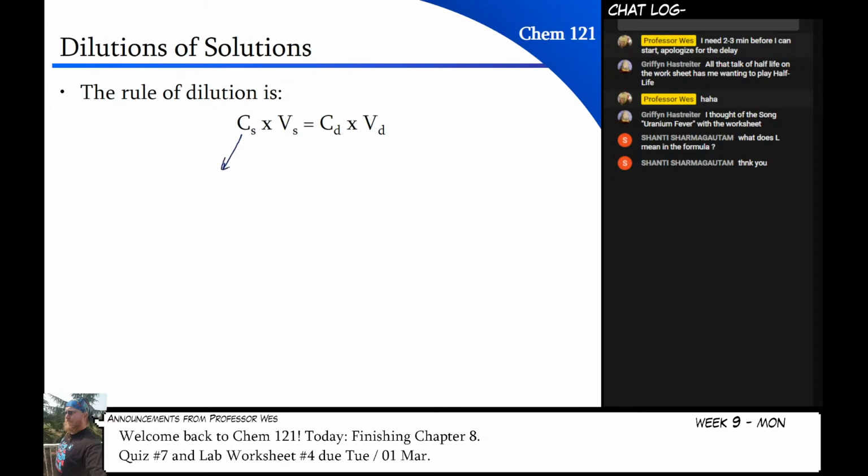So let's suppose that we're working in moles per liter. So the concentration of the unit on the stock solution side would be moles over liters. And then the volume of the solution we would measure in liters. And then this happens when I multiply those two together. In other words, the product on that side is just going to be equal to the number of moles of solute that I have. And the same would be true over here.